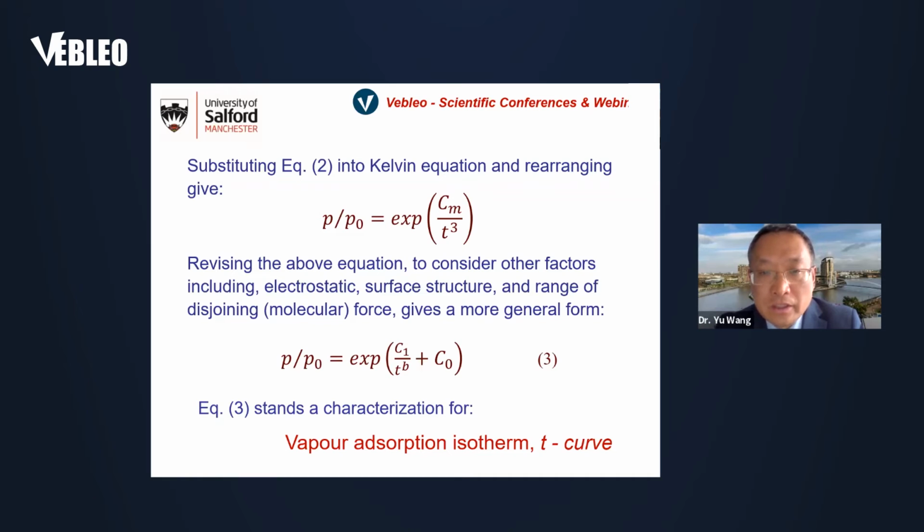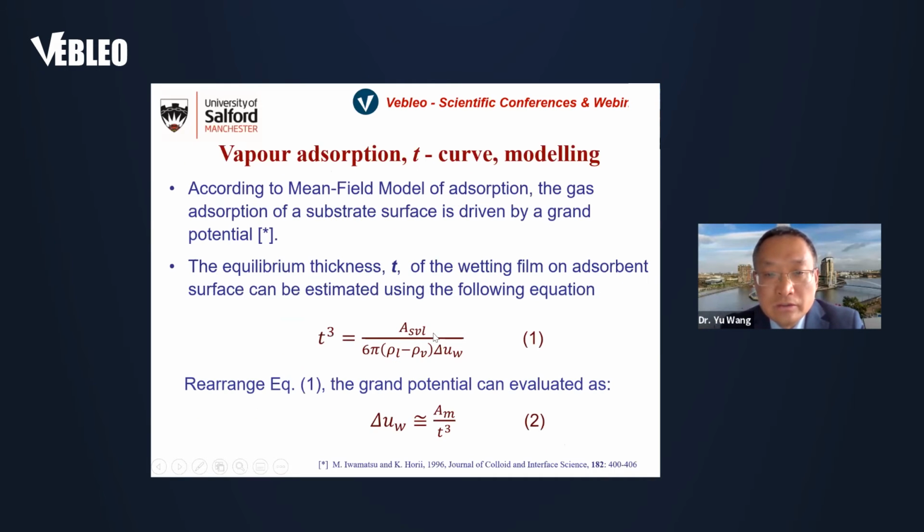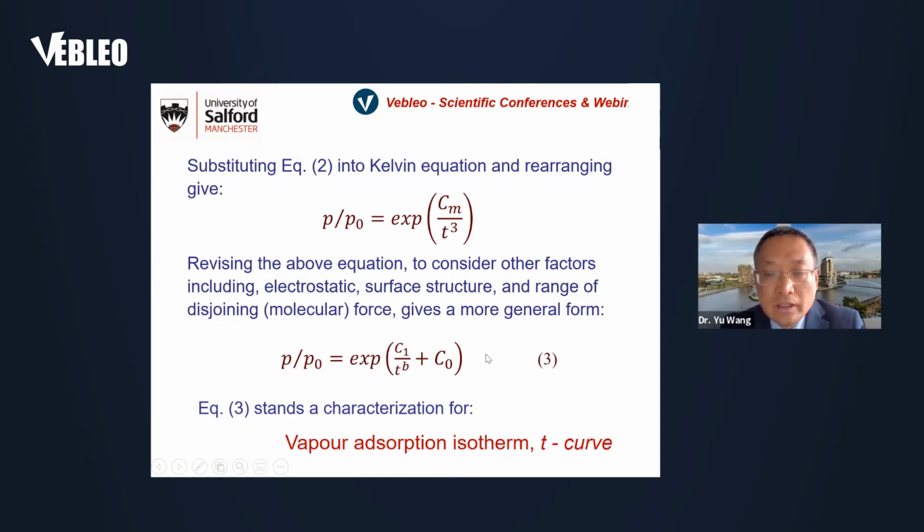in terms of the vapor relative humidity, an exponential function. However, the previous function, equation one, hasn't considered, or could neglect, other effects such as electrostatic and surface structure, and also the range of the disjoining force. The disjoining force means the molecular interaction, or van der Waals forces.